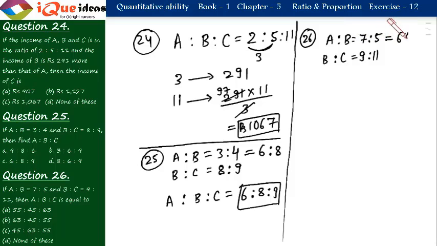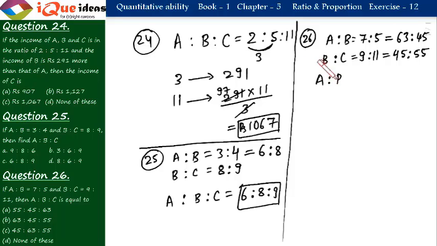So multiply every component in the ratio by 9. So it will be 7 is to 5 multiplied by 9. 7 into 9 is 63, is to 5 into 9 is 45. Similarly, in the second one, we have to make 9 equal to 45. So we multiply by 5 in both the components of that ratio. So 9 5s are 45 and 11 5s are 55.